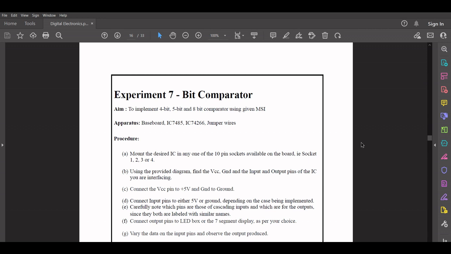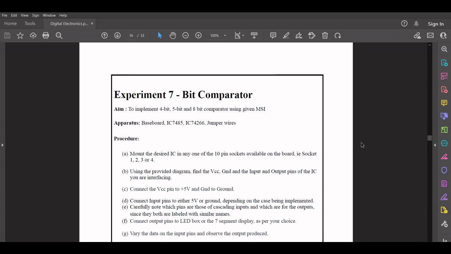They are used to compare bits together, and depending on whether one bit is greater than the other or if both the bits are equal, we get a corresponding output. When it comes to a 4-bit comparator, we have 8 inputs, and all these 8 inputs are grouped together as 4 pairs, and in each pair we have 2 bits which are each compared with each other. In a 5-bit comparator, we have 10 inputs, and in an 8-bit comparator, we have 16 inputs. We have to implement all these comparators using a single IC, that is IC7485, which is a 4-bit comparator.